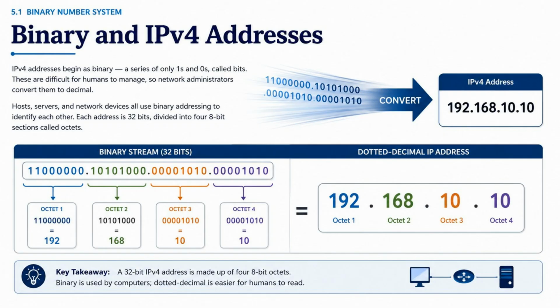IPv4 addresses are natively binary, just ones and zeros, bits, because that's what devices actually use to identify each other. Humans convert them to decimal because it's easier to read. Each address is 32 bits total, split into 4 8-bit octets, shown in the binary to decimal translation graphic.